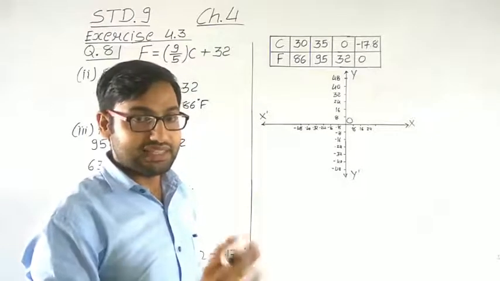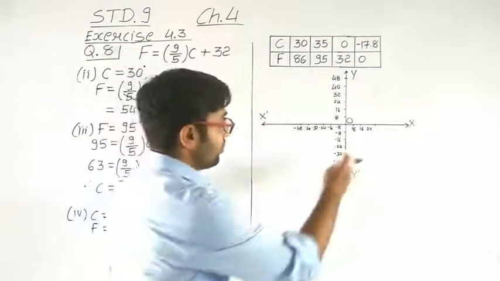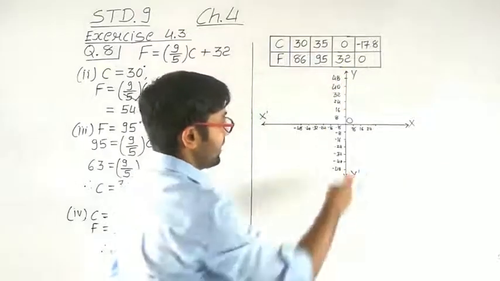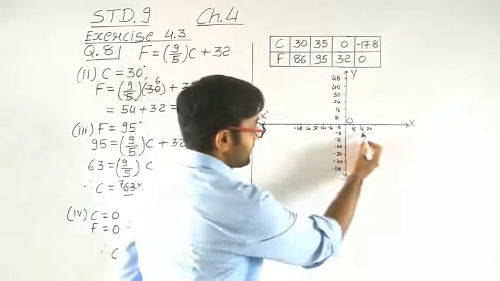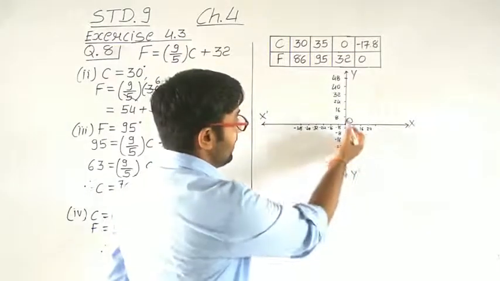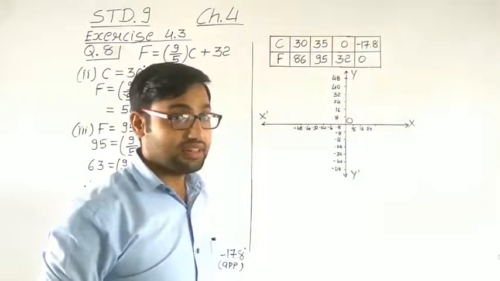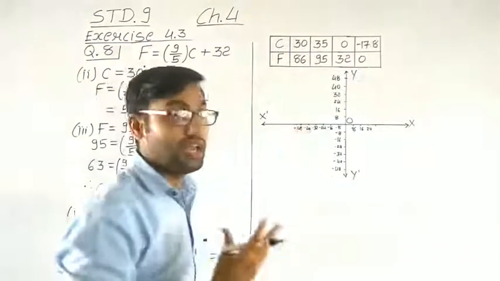It may be Celsius or Fahrenheit, both. So on the x-axis and y-axis we have taken a scale of 8 degrees. See, 8, 16, 24. In the same way, 8, 16, 24. Why do we take the scale? Because the data is large.